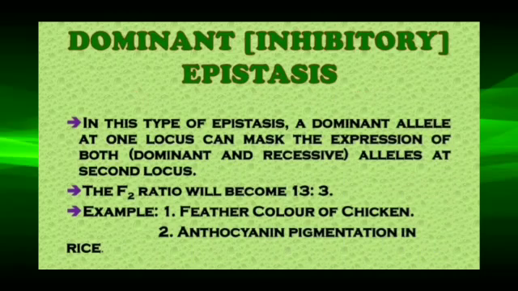Next, dominant inhibitory epistasis. In this type of epistasis, a dominant allele at one locus can mask the expression of both dominant and recessive alleles at the second locus. In this case, the F2 ratio will become 13 is to 3 instead of the normal Mendelian F2 9 is to 3 is to 3 is to 1. Examples are feather color of chicken and anthocyanin pigmentation in rice.